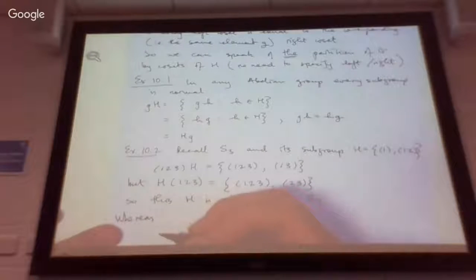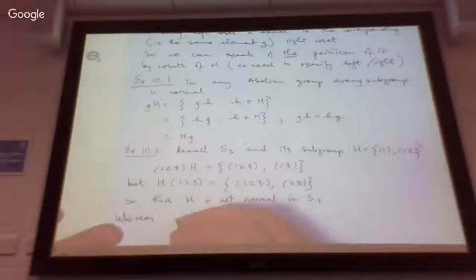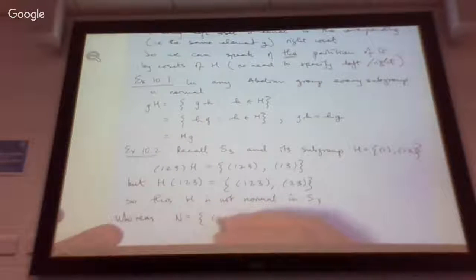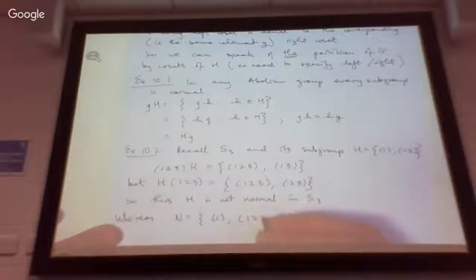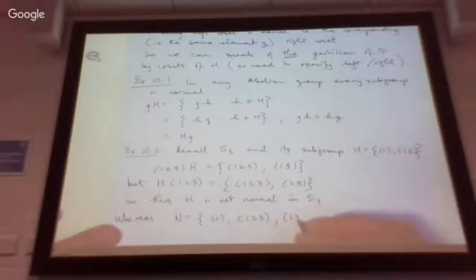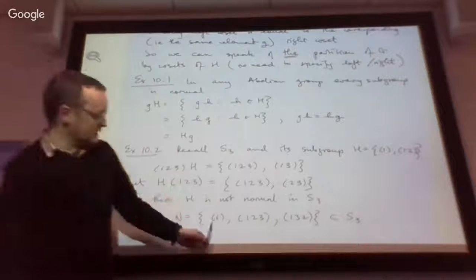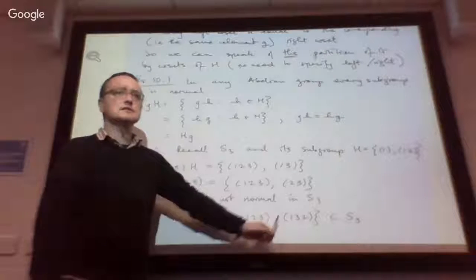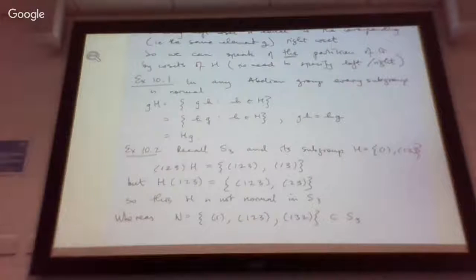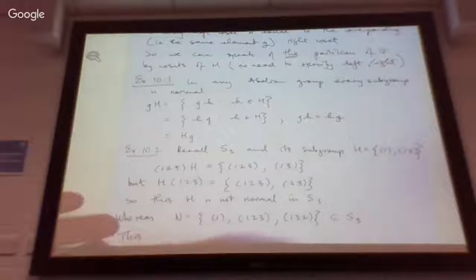Whereas if you consider N, this subgroup, a cyclic subgroup generated by the 3-cycle, consisting of the identity element and the two 3-cycles in S3, that's a subgroup of S3. This is now a normal subgroup.